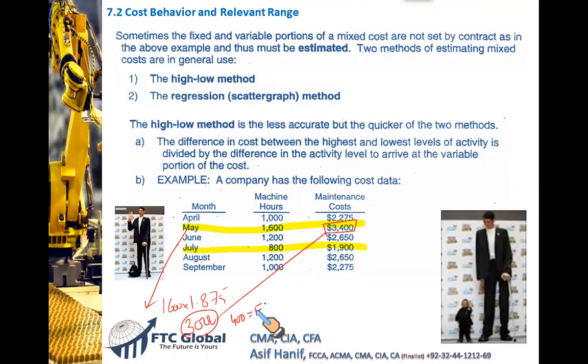You say, no, I don't want to use this highest activity level. You want to use the lowest one. Still, you will get the same fixed cost. Absolutely, boss. If you use the other pair, it will still get you the same answer.